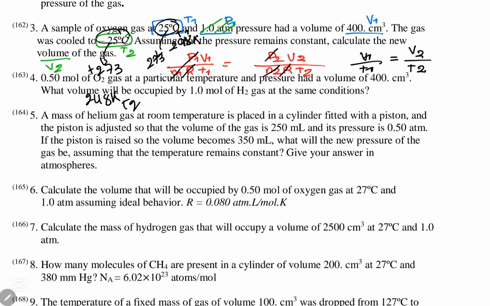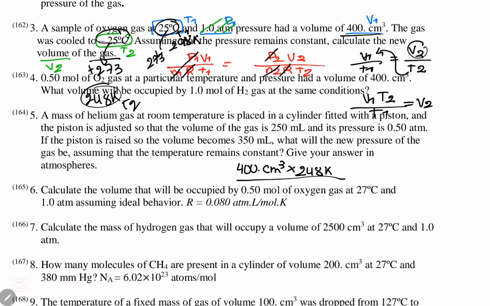So what's my initial volume? 400 point, so that's 3 significant figures, centimeter cubed, divided by what? Oh wait, before that, let's get the equation. What do we need to find? We need to find volume 2. So you'll move this here: V1 times temperature 2 over temperature 1 is equal to volume 2. So what's volume 1? It's 400 centimeter cubed times temperature 2, which is 248 Kelvin, right? So times 248 Kelvin divided by temperature 1, which is 298 Kelvin.